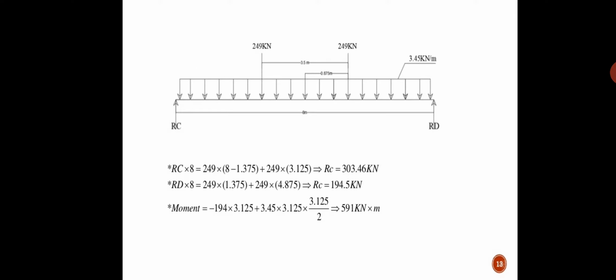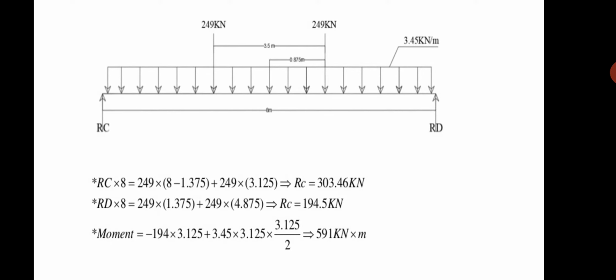Now the arrangement is made to find the reactions RC and RD, which are nothing but our crane girder reactions. So total static wheel load 249 kilonewton. Between the two wheels we are given 3.5 meters distance, and total UDL on the entire span 3.45. Now taking moment at RC, we find RC and RD. So RC you can see 303.46 kilonewton and RD 194.5 kilonewton.